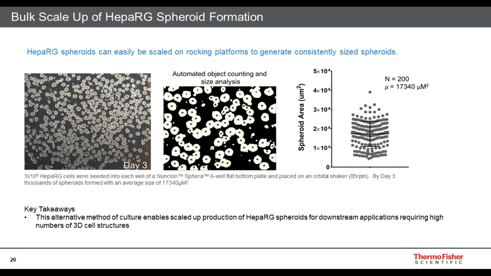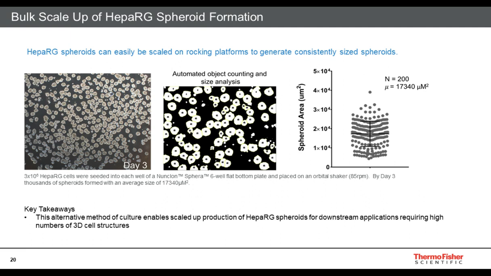Okay, so I wanted to make sure that there was a way to scale up these HepaRG spheroids. This left photo is of day 3 HepaRG orbital shaker spheroids, and these were created by seeding 3 million cells per well of a Nunclon Sphera 6-well flat bottom plate and 3 mL of media per well. You set them on an orbital shaker set to 85 RPM, and on day 3 you have hundreds, if not thousands, of spheroids per well.